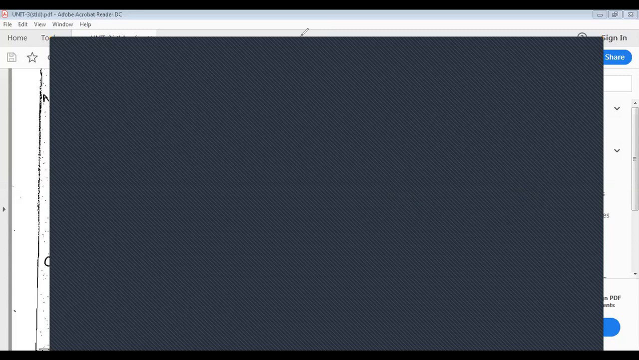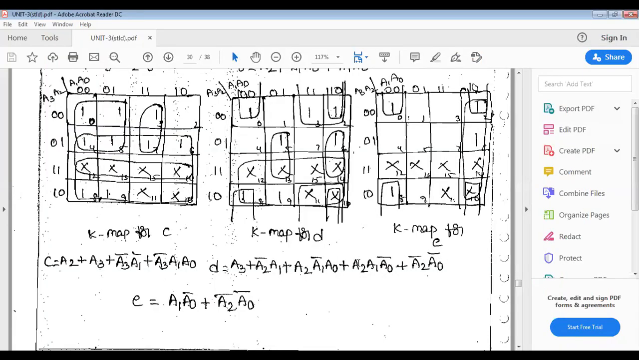And another one is A2 bar and A0 bar. There is no this other term. So why we got this term means they taken a two box combination.